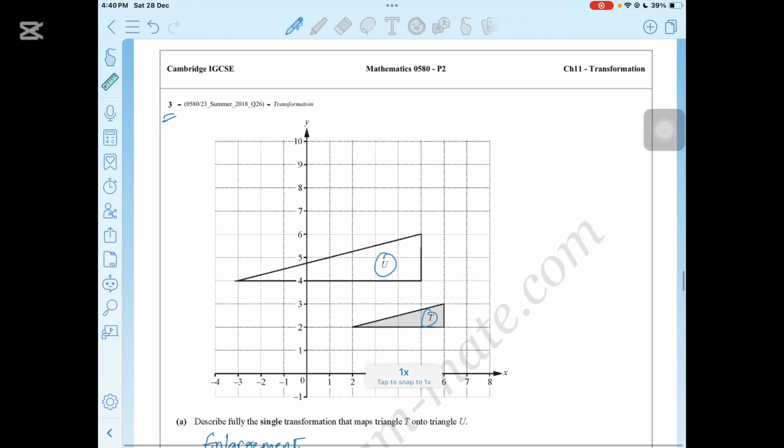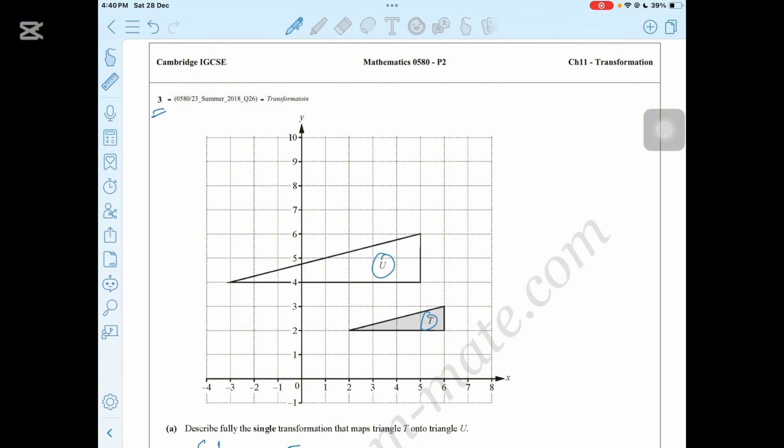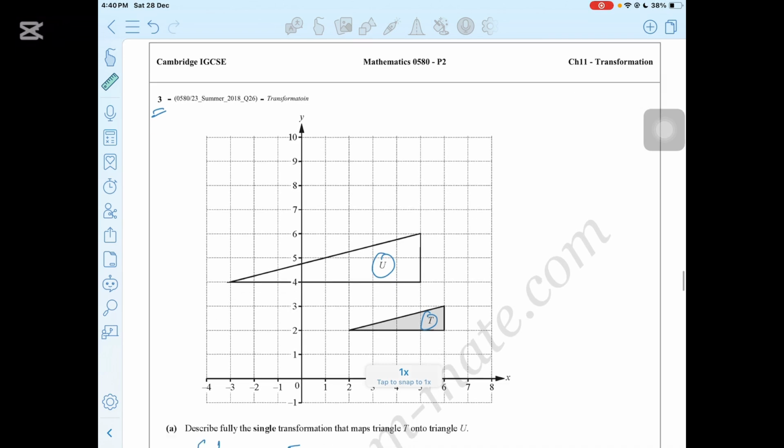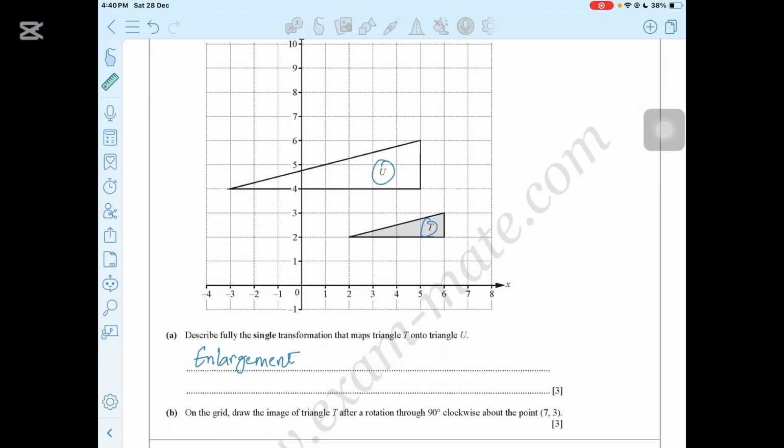Where did the scale go? Where is it? Okay, let's just move on. So this vertex would be this, right? And this would be this, and this would be something like this, right?